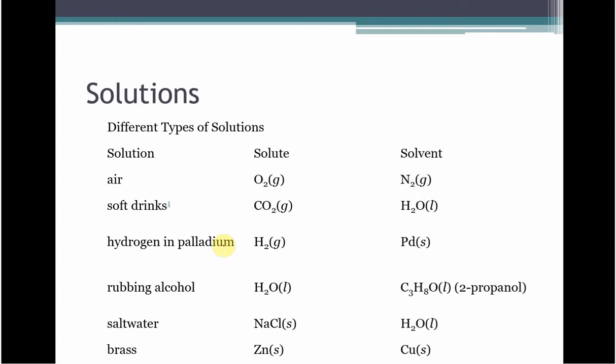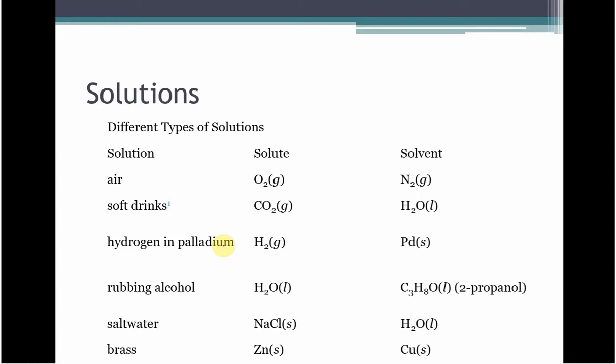You can also have a liquid-liquid solution. Here, rubbing alcohol, you've got isopropanol and water that are being used. You could have salt, solid and liquid, where you have a small amount of sodium chloride and a large amount of water. Again, because the solid is there in the smaller amount, it's a solute here.